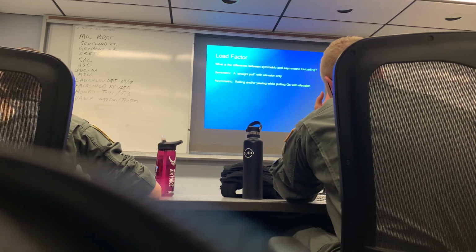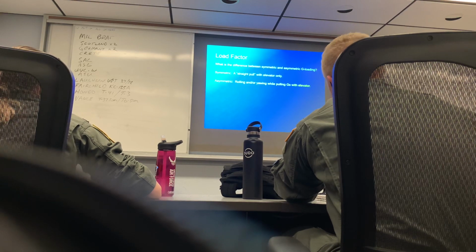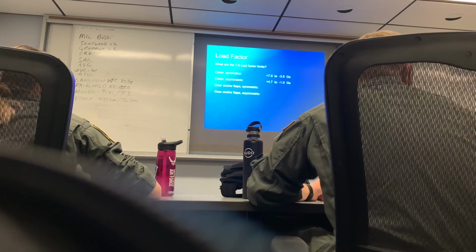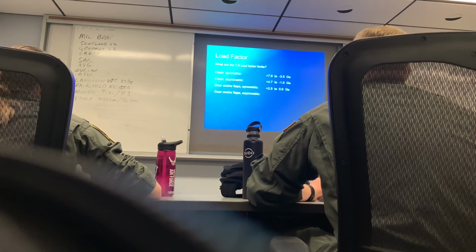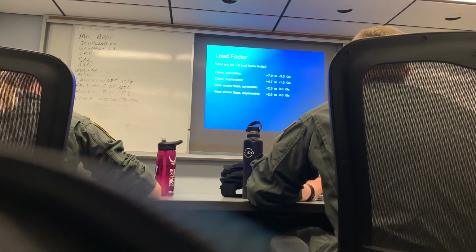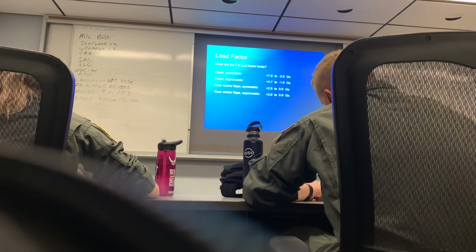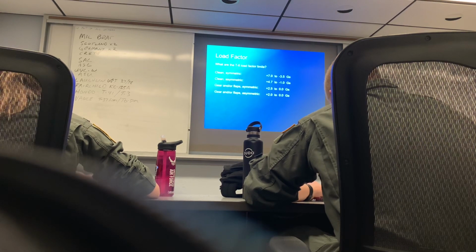Okay? Straight pull with elevator only is 7 to -3; asymmetric rolling or yawing is 4.7 to -1; configured is 2.5 to 0, and 2 to 0 asymmetric. So if your flaps are down, this is when you've got to really be careful with your G loading. Make sure you don't exceed the limits.